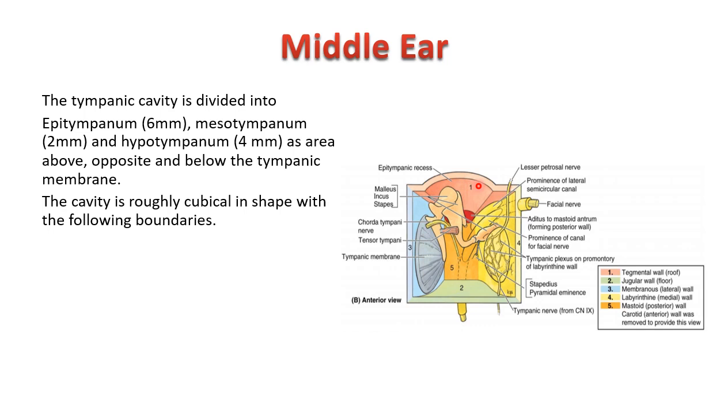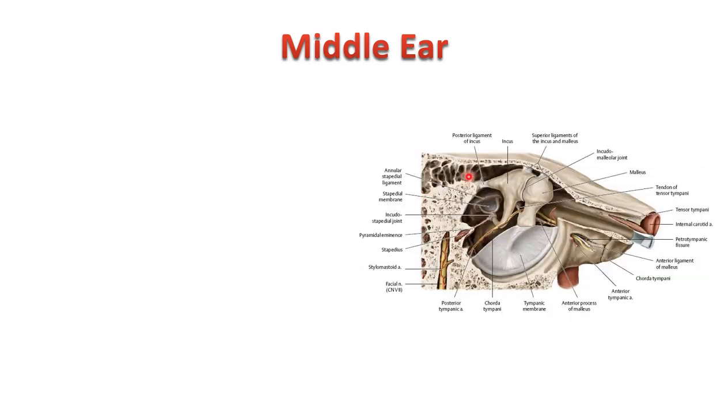The epitympanic recess mainly contains your head and your short process of the malleus, and then you have the incus. The short process of the incus is also seen mainly in the epitympanic recess. So first coming to the roof, floor, and then you have the lateral wall, medial wall, anterior wall and posterior wall. So you have these 6 walls for the middle ear cavity. So that is why it is roughly cubical in shape.